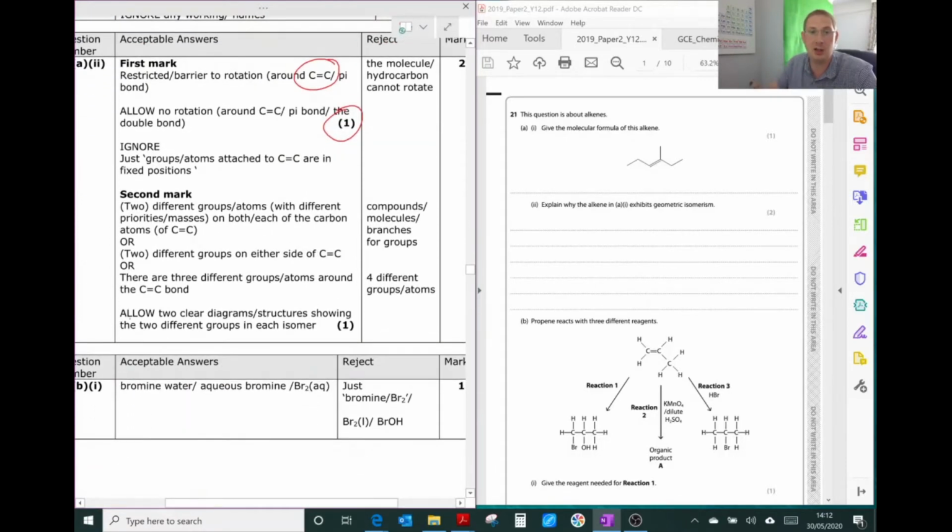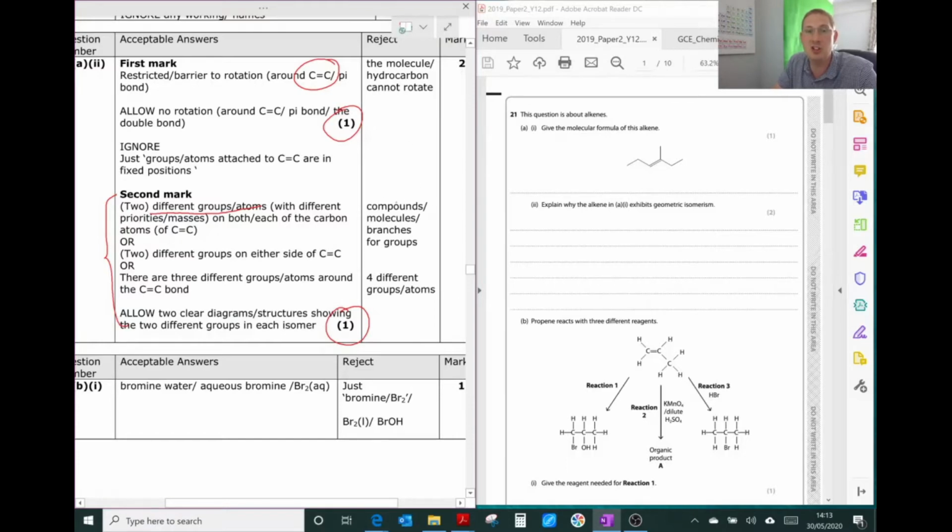The second mark is for talking about there being different groups, different atoms with different masses, on each of the carbon atoms of the carbon-carbon bond, or two different groups on either side of the carbon-carbon bond, or three different groups around the carbon-carbon bond. Anything saying that you had at least three different groups attached to that C=C bond. Allow clear diagrams showing the two different groups or the two different isomers.